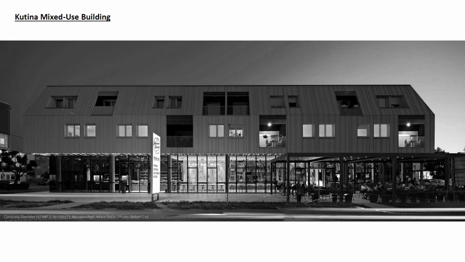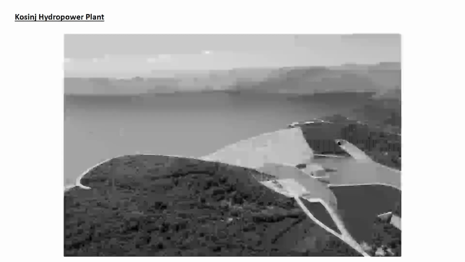Top 5 BIM projects in Croatia. The Katina mixed-use building in Croatia stands as a notable example of integrating Building Information Modeling, BIM, into architectural and structural design. Located in the town of Katina, this project exemplifies how advanced BIM workflows can seamlessly connect architectural vision with structural engineering. The Kosinj hydropower plant, HES Kosinj, in Croatia is a significant infrastructure project that has integrated Building Information Modeling, BIM, into its design and planning processes.